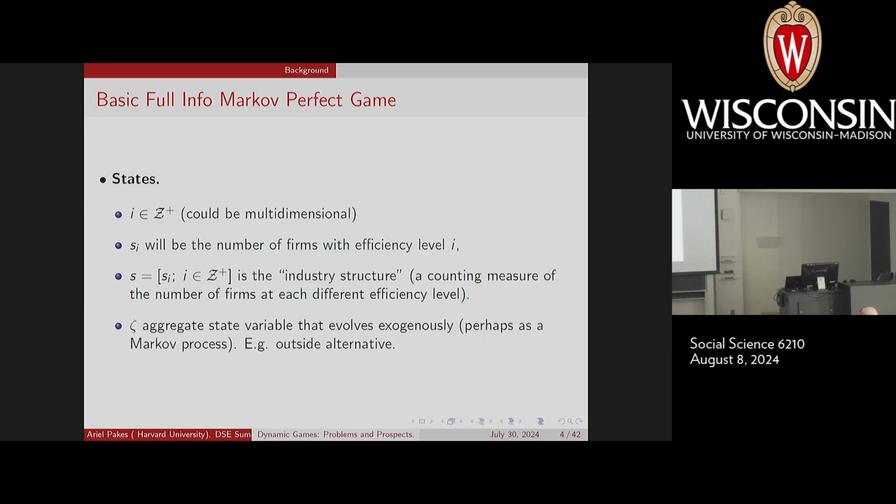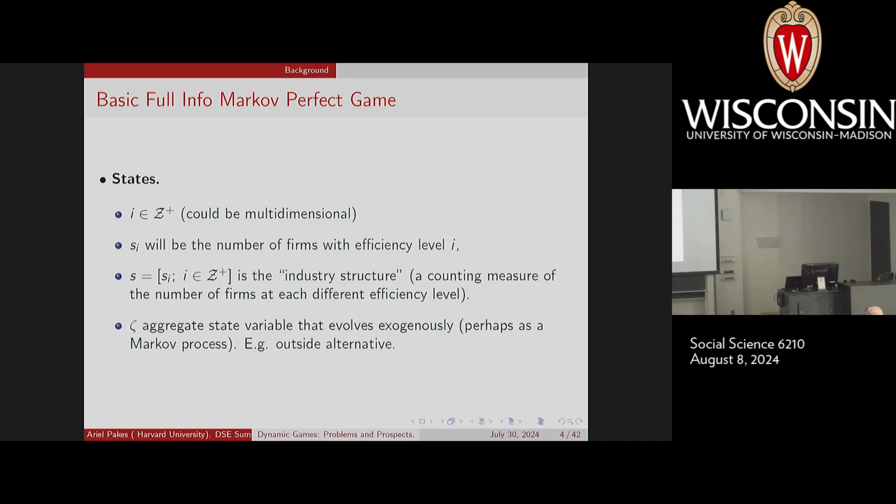So let's just take a model where every firm has one state variable, okay? And it lives on the positive integers. So then let S_I be the number of firms with efficiency level I, okay? So then a market structure is just a vector of these S_I's. How many firms have efficiency level I? How many firms have efficiency level I plus 1 and so on? That's a vector. Okay? And that's what we call an industry structure, okay?